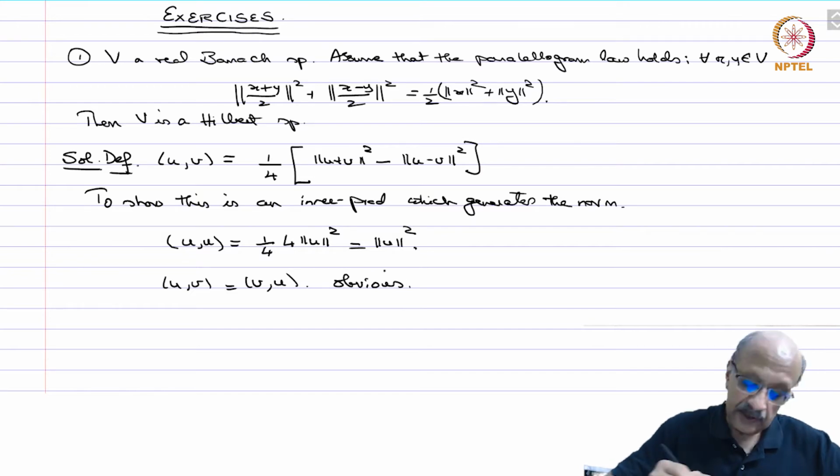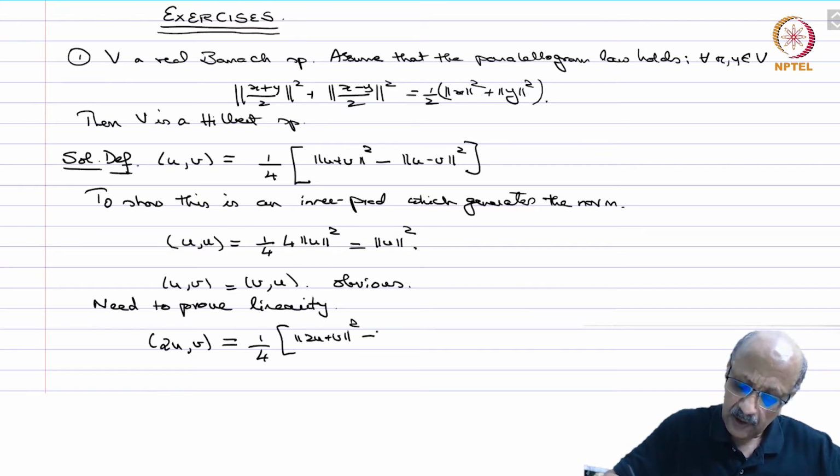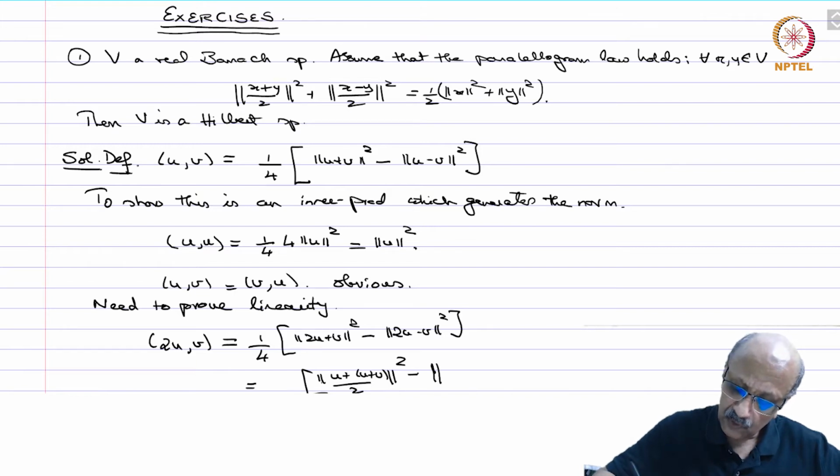So we now have to show linearity. We do that in several stages. Let us take first (2u, v). By definition, this is 1/4 of norm of 2u plus v whole squared minus norm of 2u minus v whole squared. Okay, so that's equal to 1/4 of norm of ((u plus v)/2 plus (u plus u minus v)/2) whole squared, minus the norm of the other combination, written this way so that we can apply the parallelogram law.